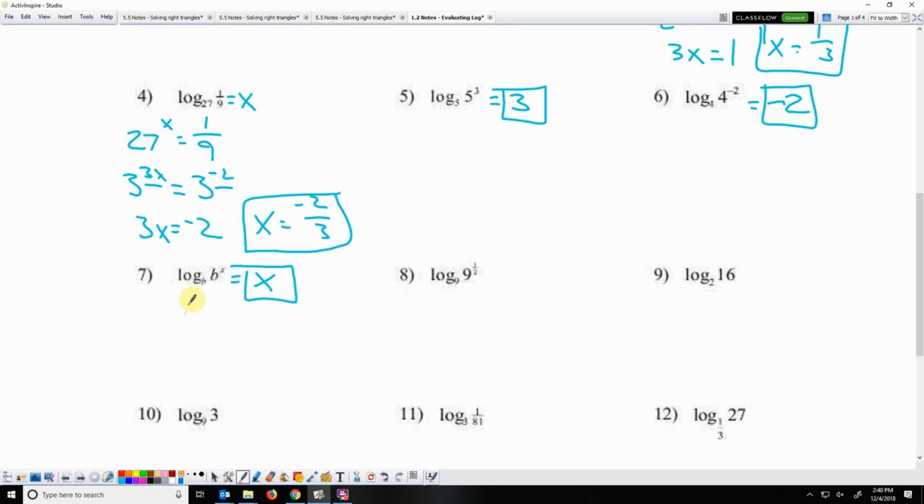Now if I had written this in exponent form, I would have b to the x equals b to the x. So it's the x power that raises b to make b to the x. What power makes 9 to the 1/2 power? Or 9 to what power makes 9 to the 1/2 power? 1/2. 2 to what power makes 16? 2 to the 4th power makes 16.